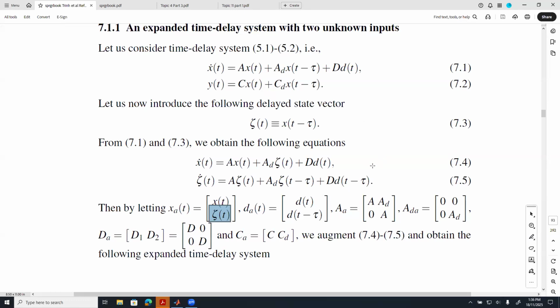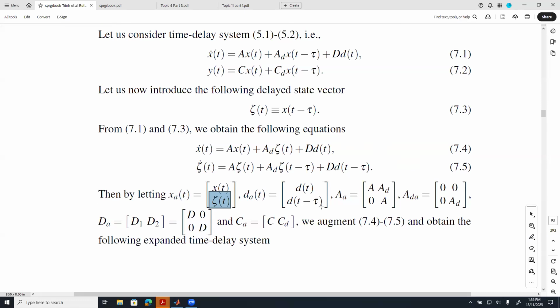And so similarly, we can also define a new unknown input vector. It's no longer one unknown input, but it actually has two in there. So we call it a vector. It has d of t and d(t minus tau), which is the one in here. As well as we call this augmented matrix, which basically comprises I, D, and a 0. We see this matrix here.